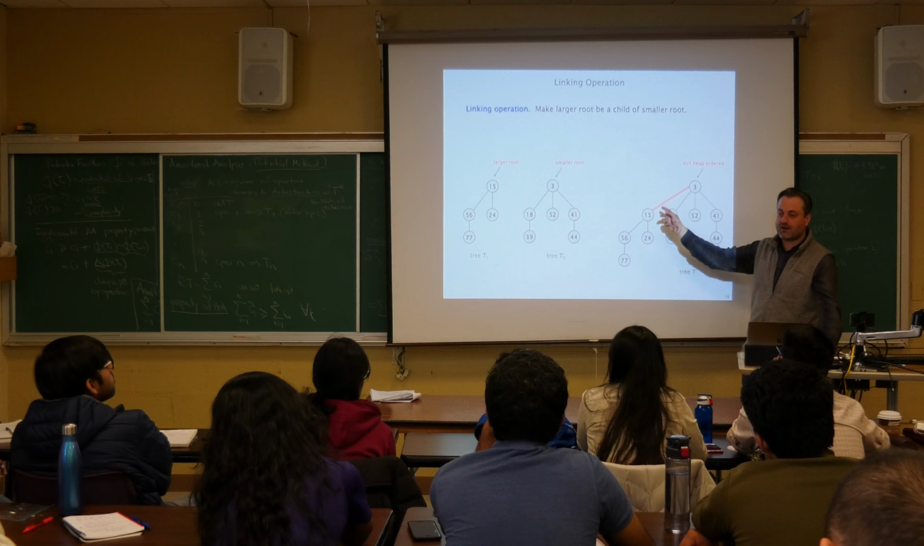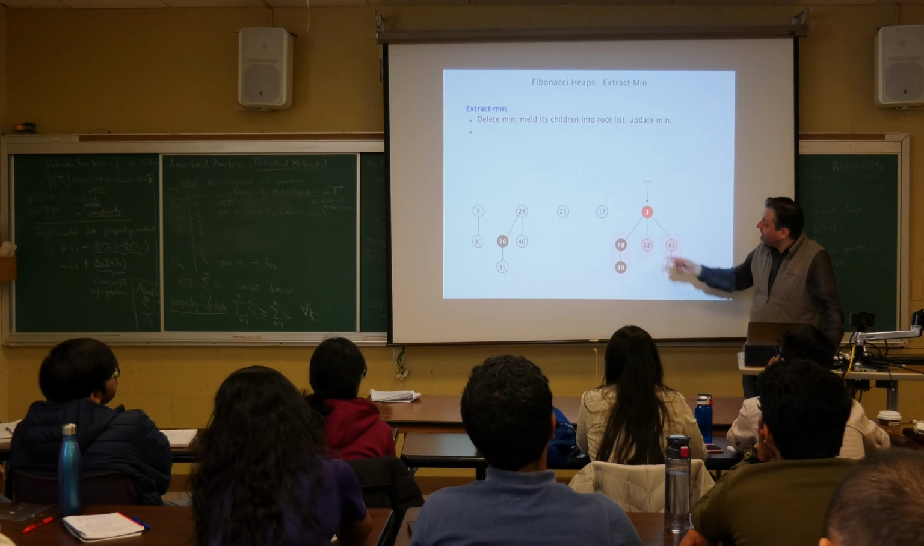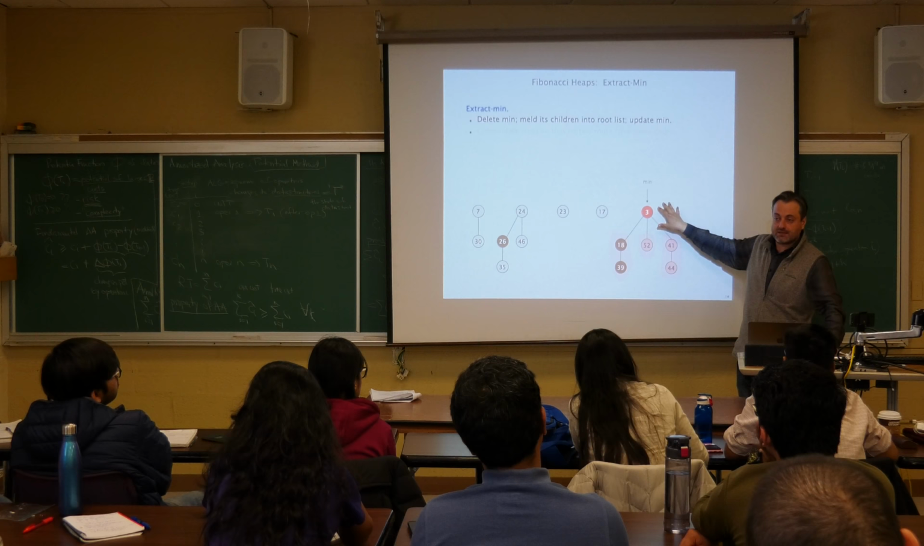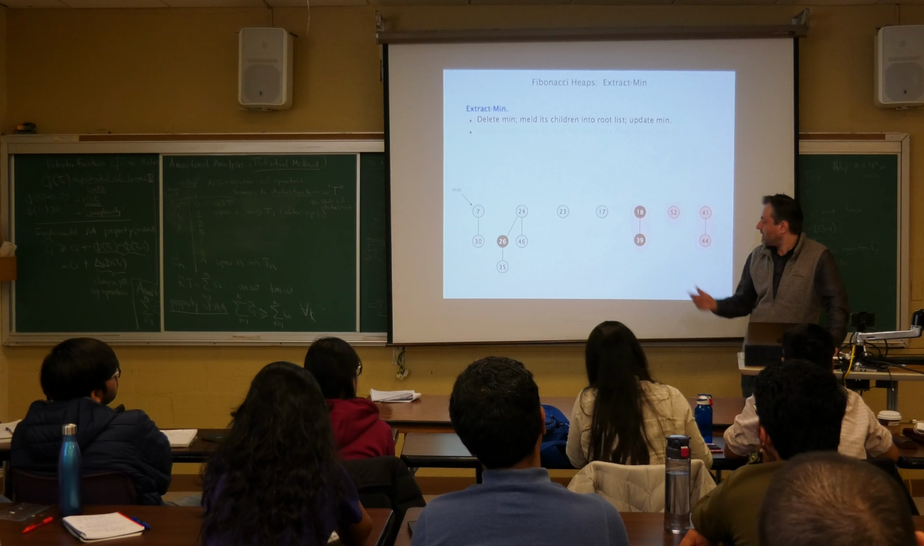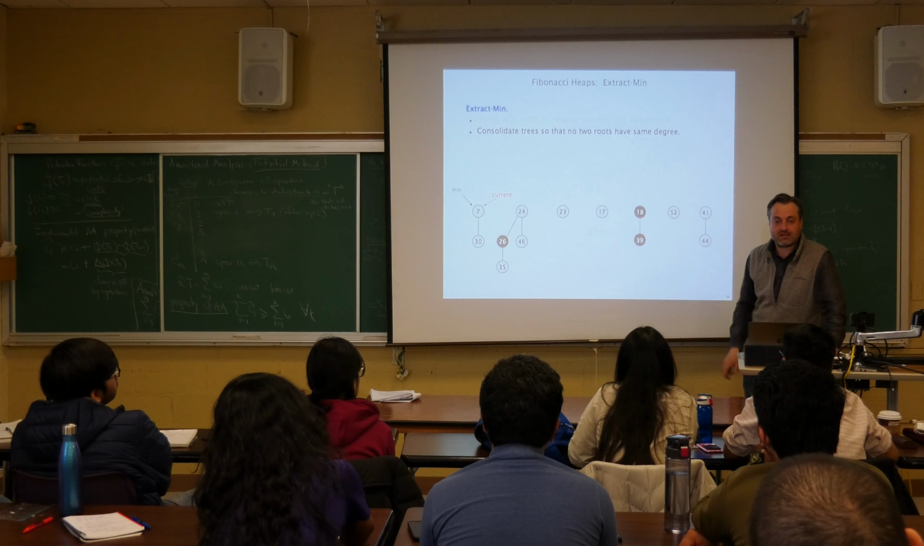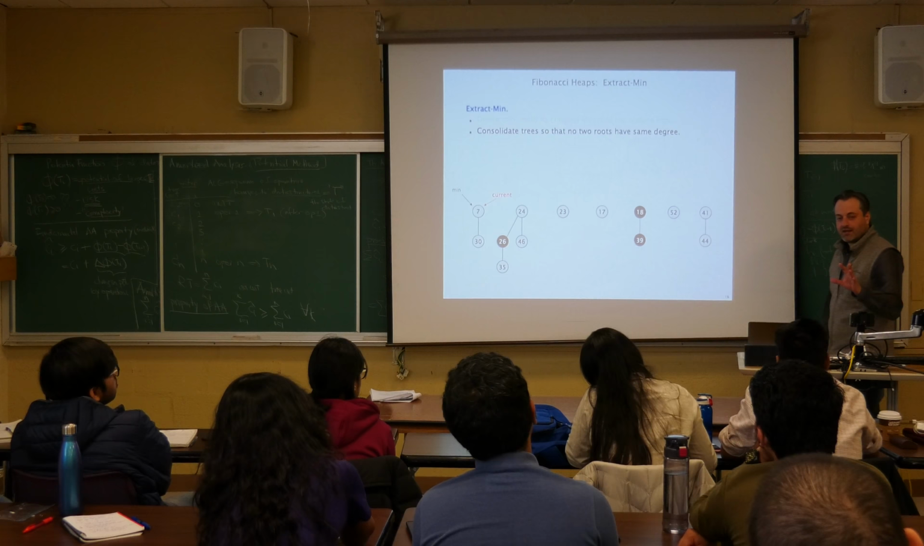Okay. So how do I do extract min? I want to take this 3 out. So I'm going to have to first put the children, the remaining heaps, into the main list. So that's what's going to happen if I take the min out, I put this here. But then I want to consolidate, I want to do that which binomial heaps try to do right away. In here it's done only after the extract min. So consolidate, it's a little challenging operation. How do I consolidate?